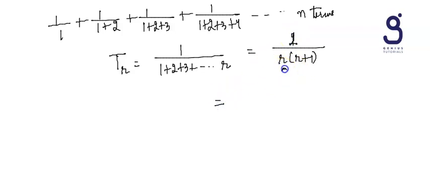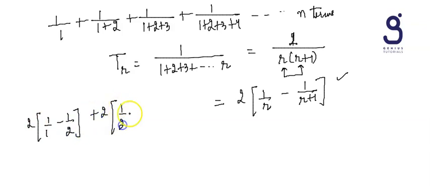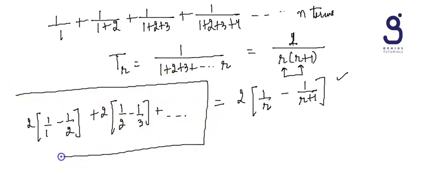Now if you see, this difference is 1. So what we can do here? We can rewrite it as 2 times 1 upon r minus 1 upon r plus 1. Okay, so this is the general term, the rth term. Now what will be the first term? It will be 2 into 1 by 1 minus 1 by 2. Then 2 into 1 by 2 minus 1 by 3. Then 2 into, and so on. So you can add all these terms to get the final answer.